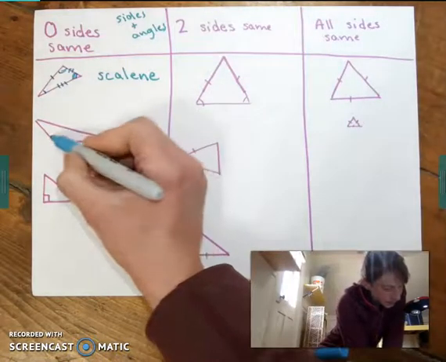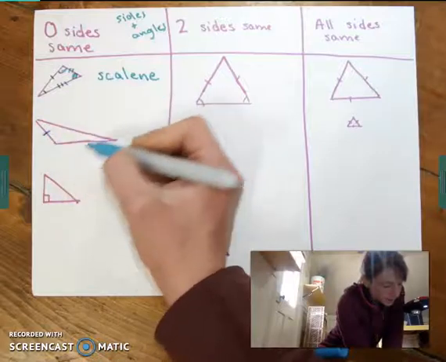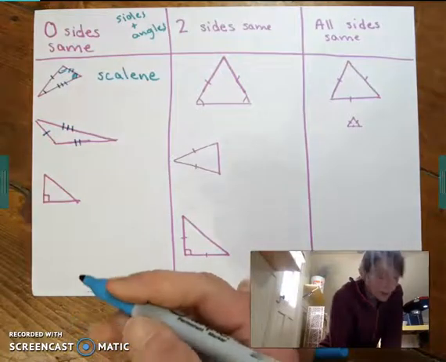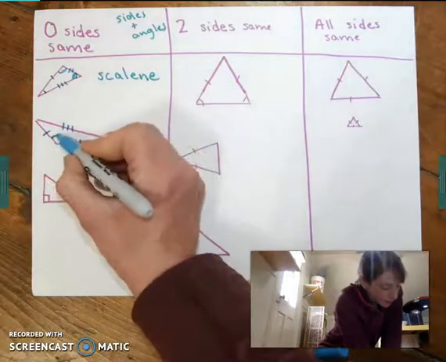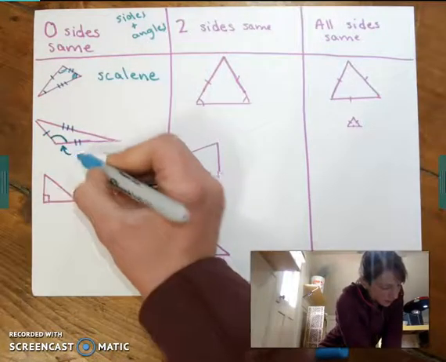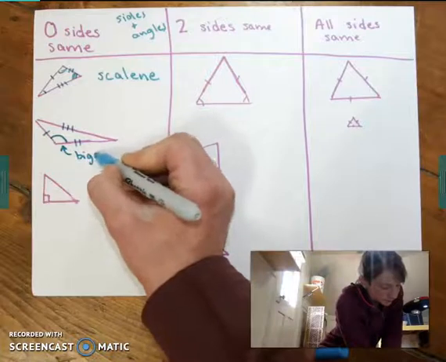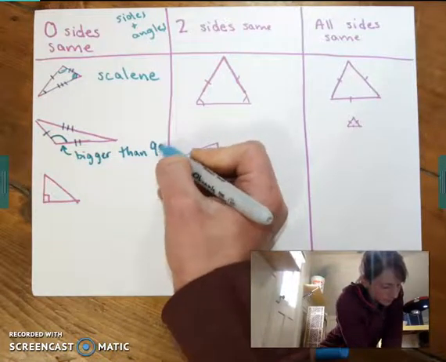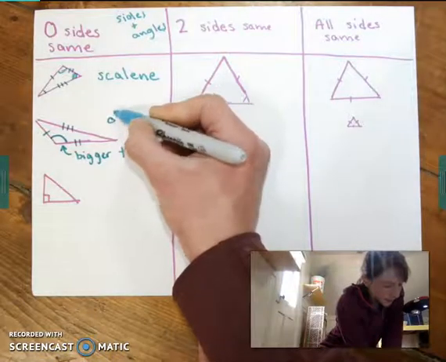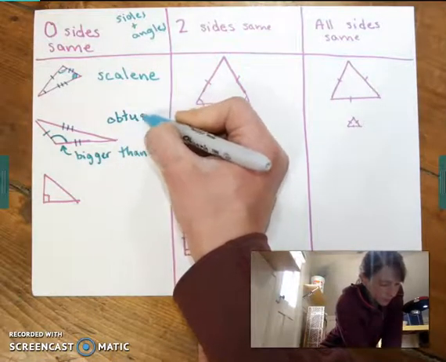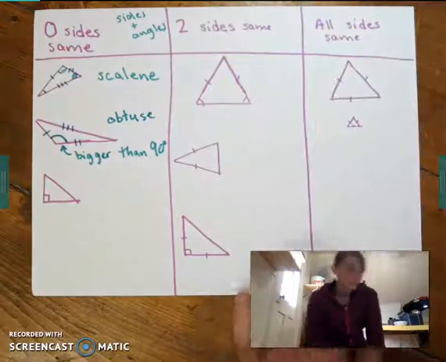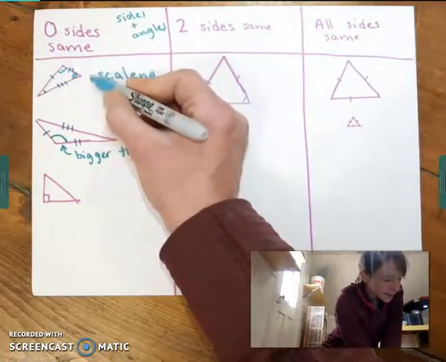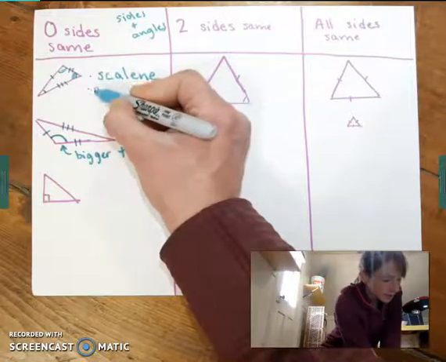This is also scalene because my three sides are all different, but one of the angles is bigger than 90 degrees. When that's the case, we call it an obtuse triangle because it has one obtuse angle. If all of the angles are less than 90 degrees, we could call it scalene, but we could also call it acute.